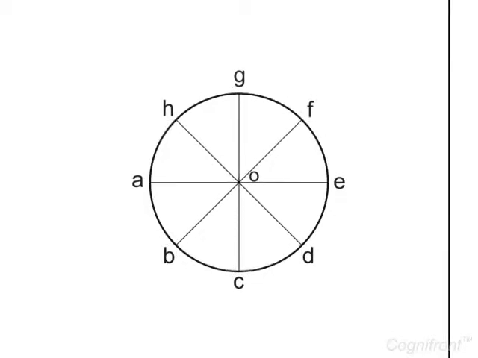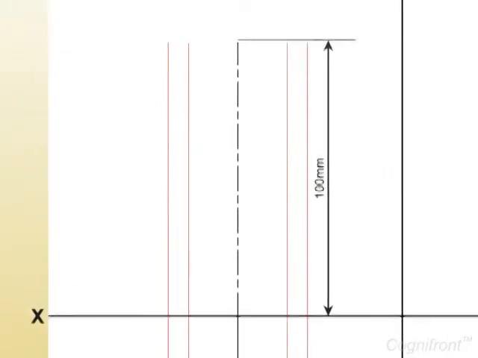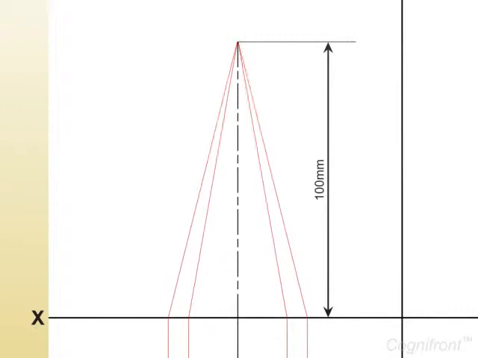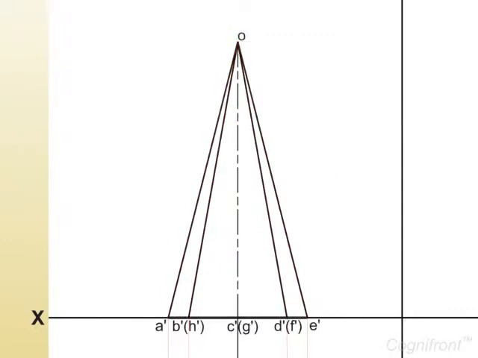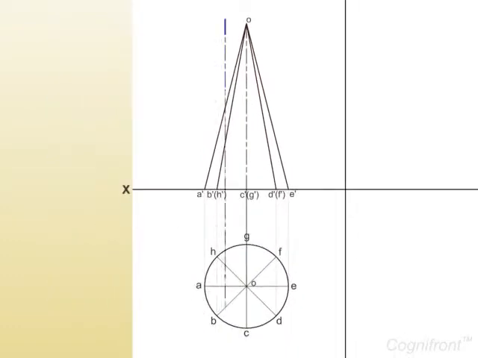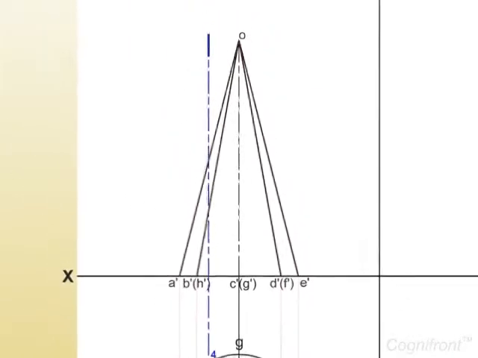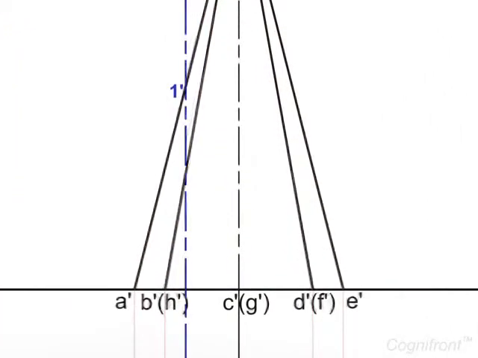Now, we will project the details from the plan above the line XY, forming the elevation, which is a triangle with base A', E' on line XY. Observe the cutting plane cuts the plan of the cone at 1, 2, 3, 4, 5 and the elevation at 1', 2', 3', 4', 5'.